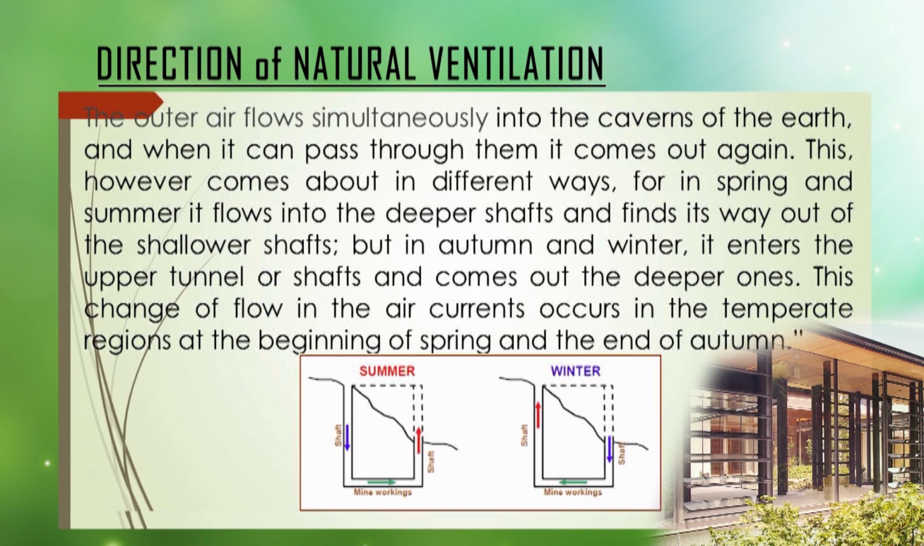This change of flow in the air current occurs in the temperate region and at the beginning of the spring and at the end of the autumn, because at the beginning of the spring it becomes summer and at the end of autumn it becomes winter. So, there is the reversal of natural ventilation and its direction gets reversed in the two seasons.